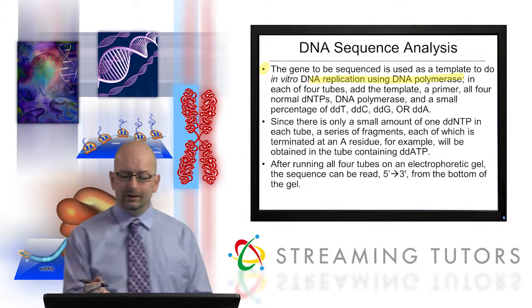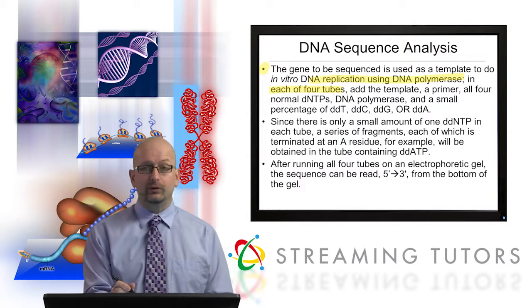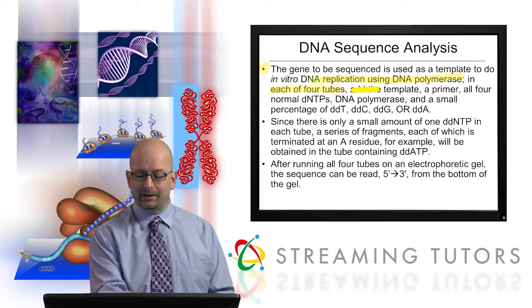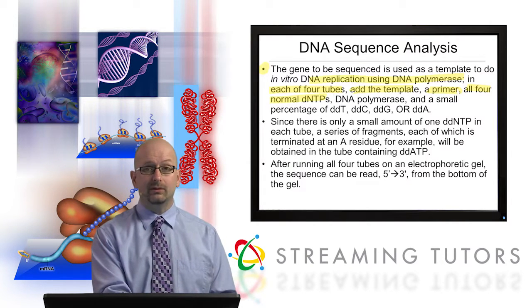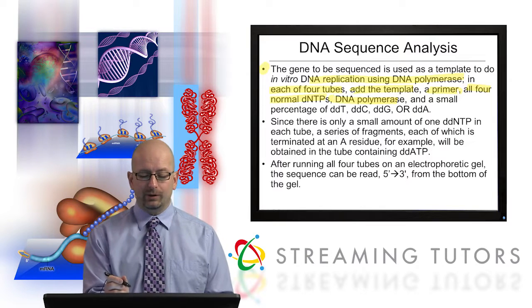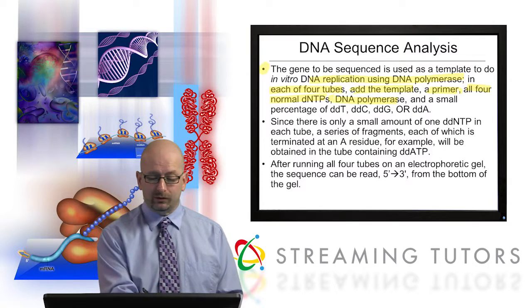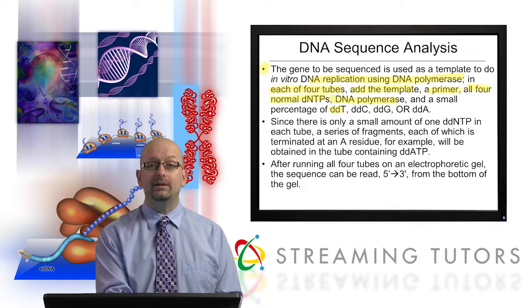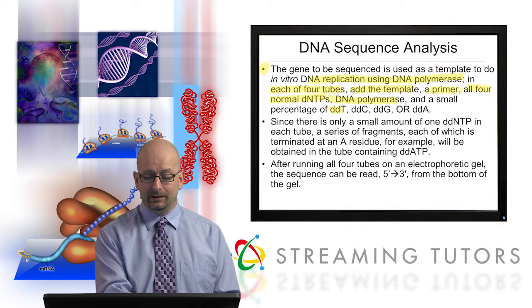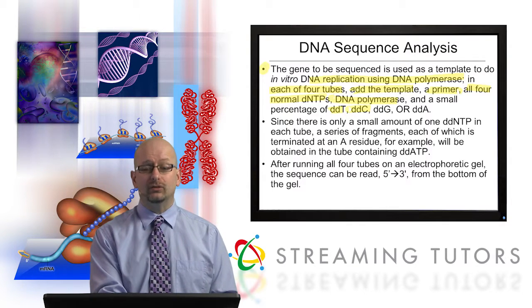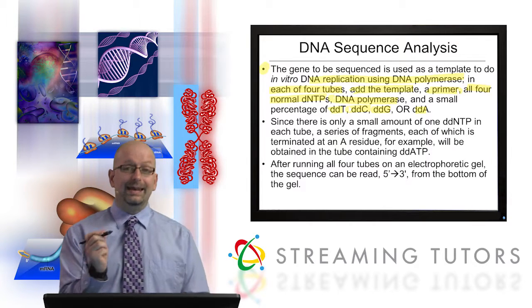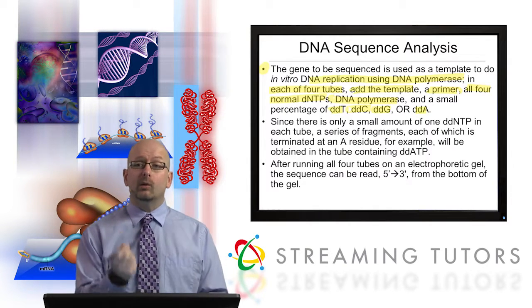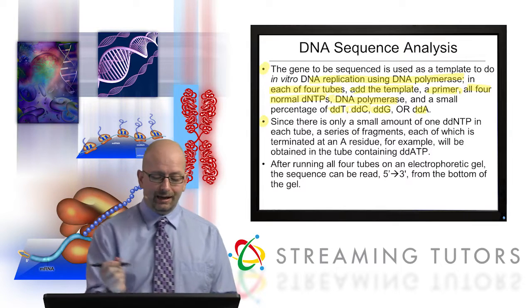for a different reason. So you're going to have 4 different tubes here, and in each of them you're going to have template, a primer, all 4 normal dNTPs, DNA polymerase, and a small percentage of either ddT, dideoxythymidine, ddC, dideoxycytidine, ddG, or ddA. Now, there's only a small amount of one of the dideoxys in each tube.